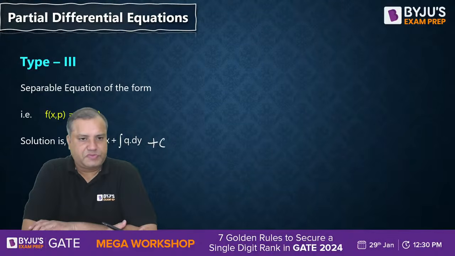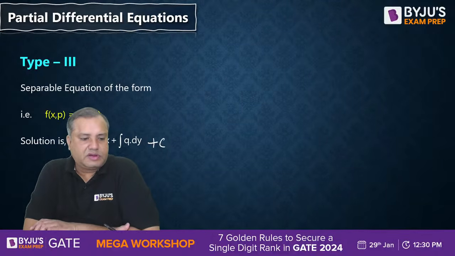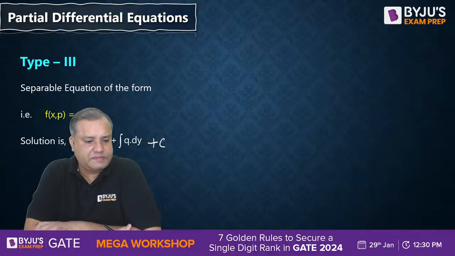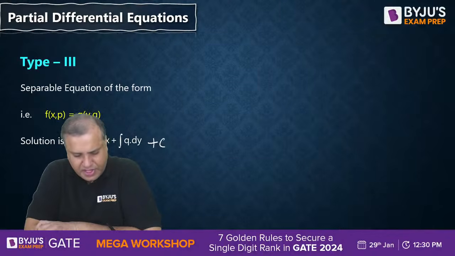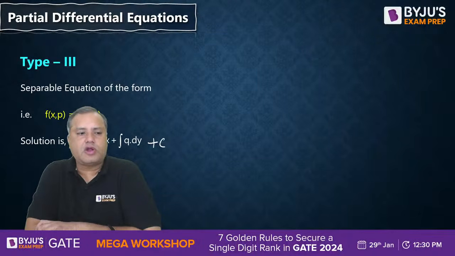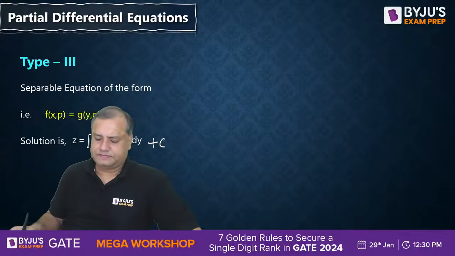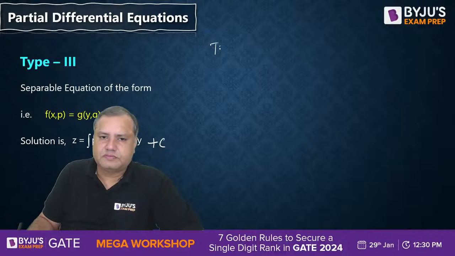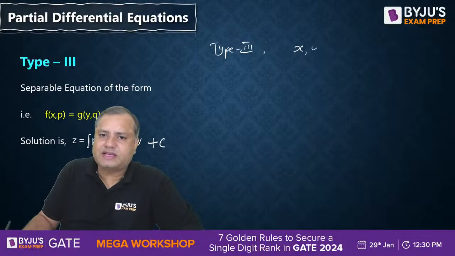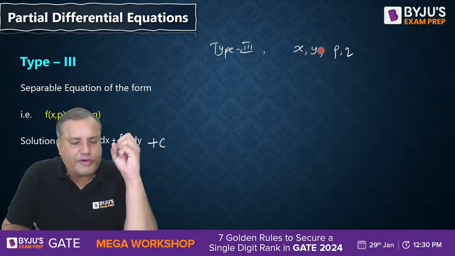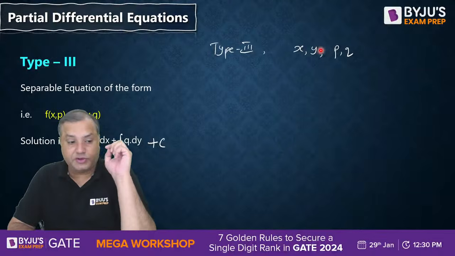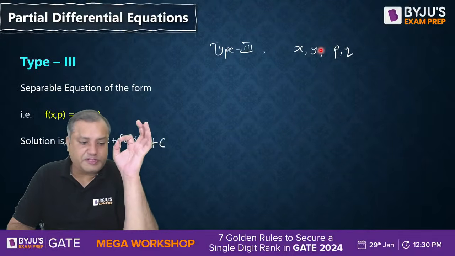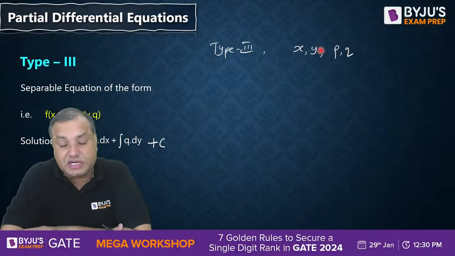Now see here, type 3. In first order nonlinear PDE, type 3. In type 3, students, there will be 4 parameters: X, Y, P and Q. Z is not there. Out of 5 parameters, 4 are there: X, Y, P and Q. But this is of a special type.